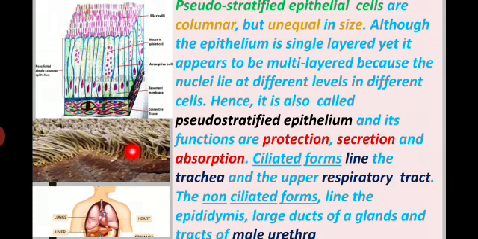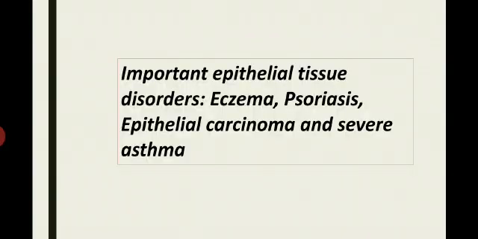Trachea means what? Respiratory system. Okay, and we call it the upper respiratory tract, right. Non-ciliated forms means the cilia will not be there. Okay, cilia is absent. It lines the epididymis, large ducts of the glands, and is in the male urethra tract. This is the male urethra part.